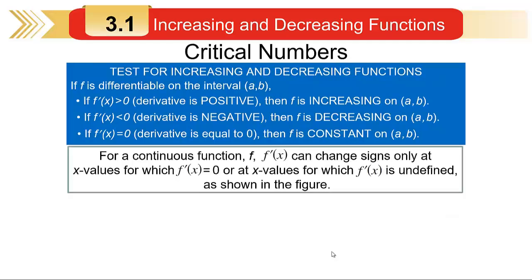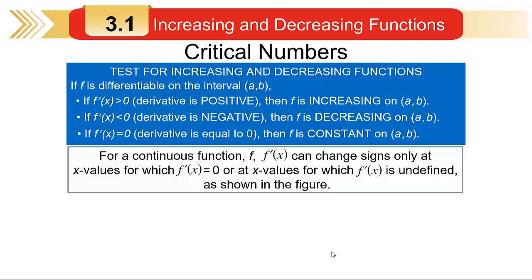I can sort of summarize what I've said so far in this statement. For a continuous function f, f prime of x can change signs only at x values for which f prime, the derivative, is equal to 0, or at values for which f prime is undefined. And we've talked about these types of values before. The derivative is 0 or the derivative being undefined.